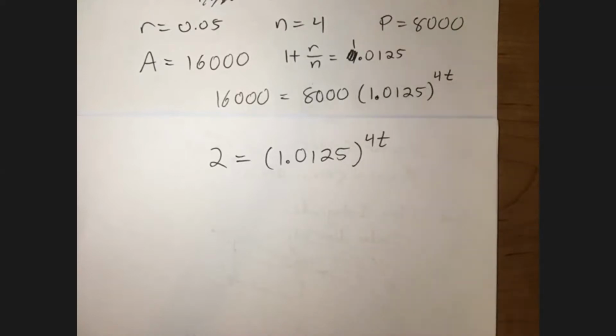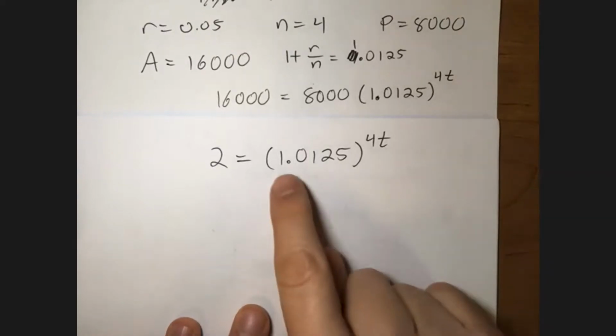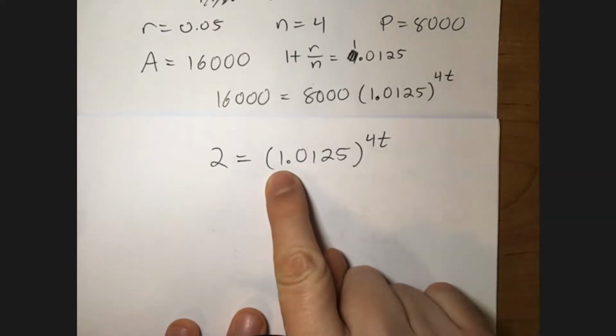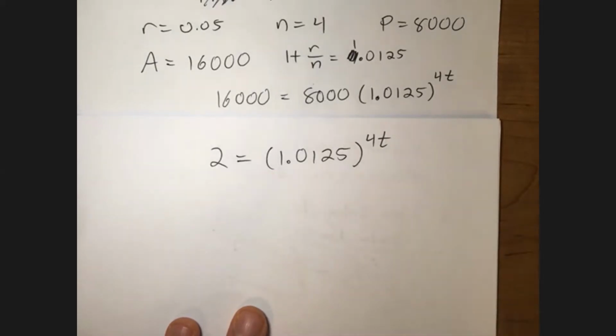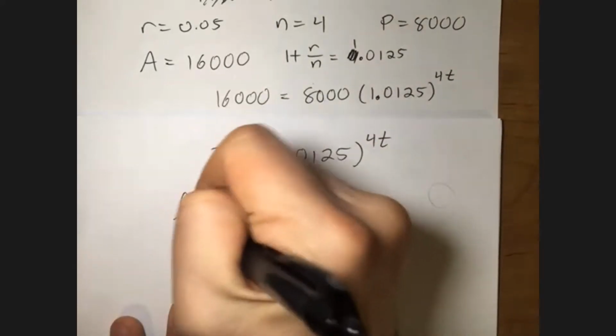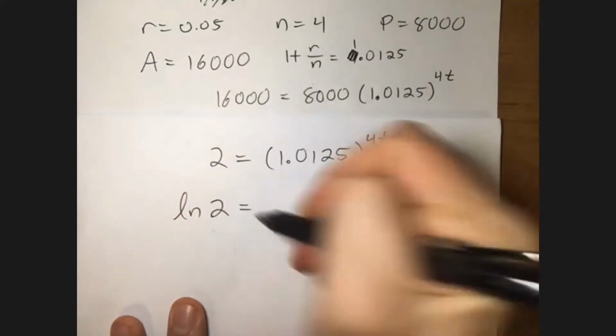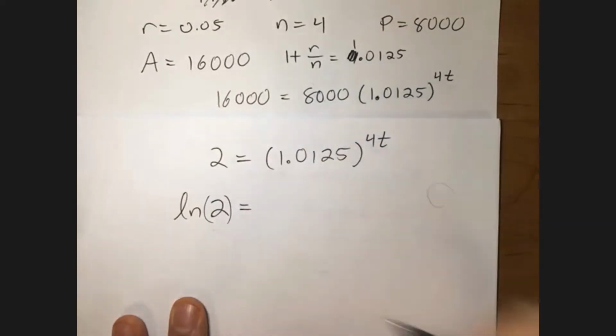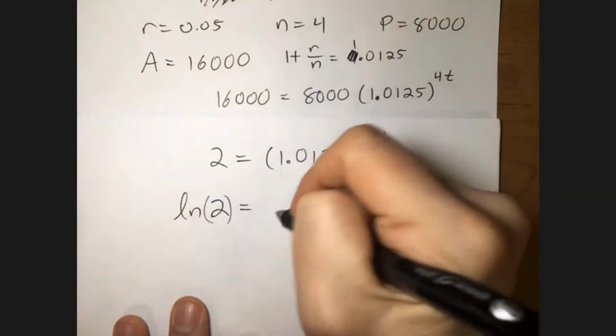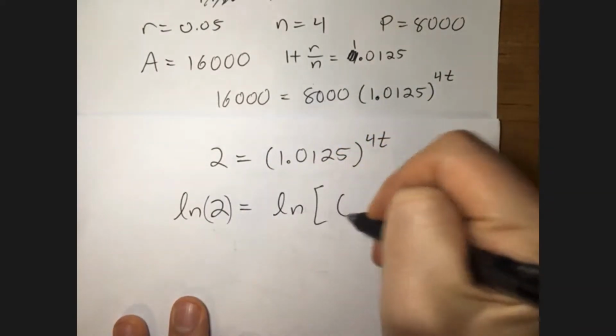Now I'm at a point where I can take logs. Which log do you want to use? Well, we just used log base 10. Let's use natural log for this one. I mean, I could use log base 1.0125, but that's nuts. I'm never going to find that on a calculator, right? So let's just use natural log. Natural log of 2 is equal to the natural log of this stuff.